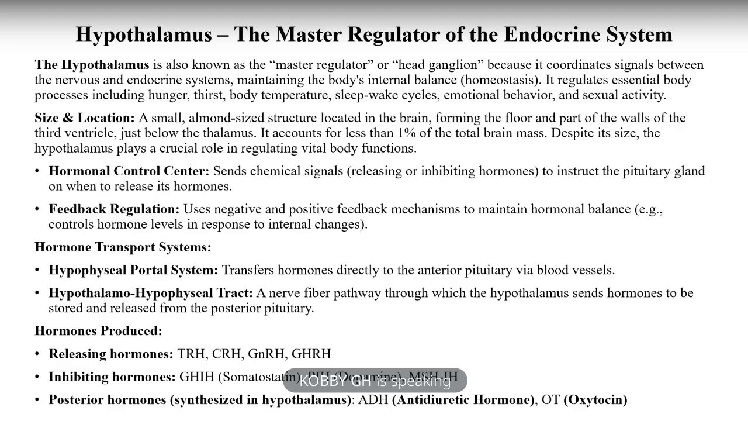Now here, anatomically, you have to know the shape. This organ is almond-shaped. That's the shape of the hypothalamus. Now let's look at the size. It accounts for less than 1% of the total brain mass. Can you imagine that? If you look at the entire brain mass as 100%, the hypothalamus, considering how big its function is, is very small in size, less than 1% of the total brain mass.